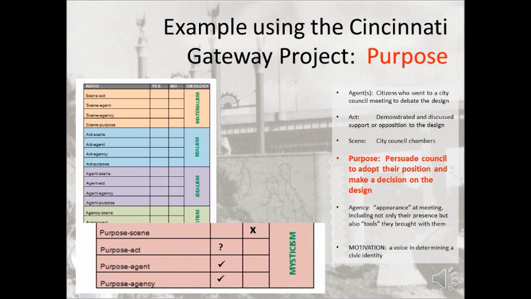Finally, we're down to the last four ratios. You can see that I don't think the purpose of persuading City Council to vote a certain way changed where the purpose could be carried out.